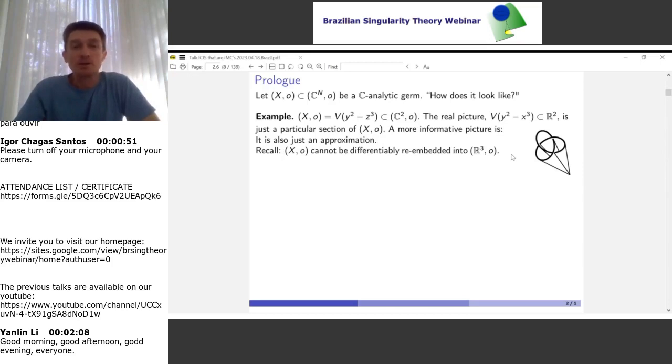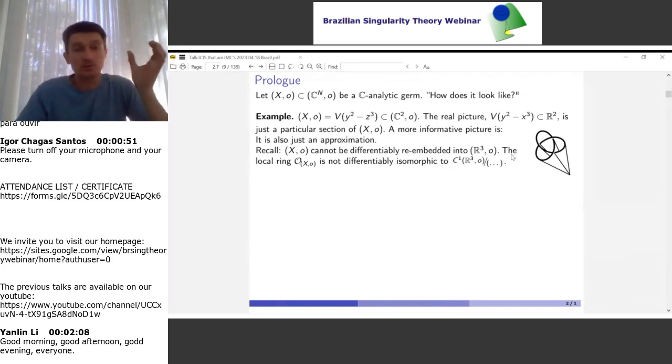X0, of course, cannot be analytically embedded into R^3. It cannot even be differentiably embedded into R^3, for various reasons. For example, the local analytic ring of this curve singularity, if you consider it just as a differentiable ring, is not differentiably isomorphic to a quotient of the ring of functions on R^3, as one can show. Therefore, we cannot differentiably embed the germ of a plane curve singularity into R^3. So we must give up the differential structure.